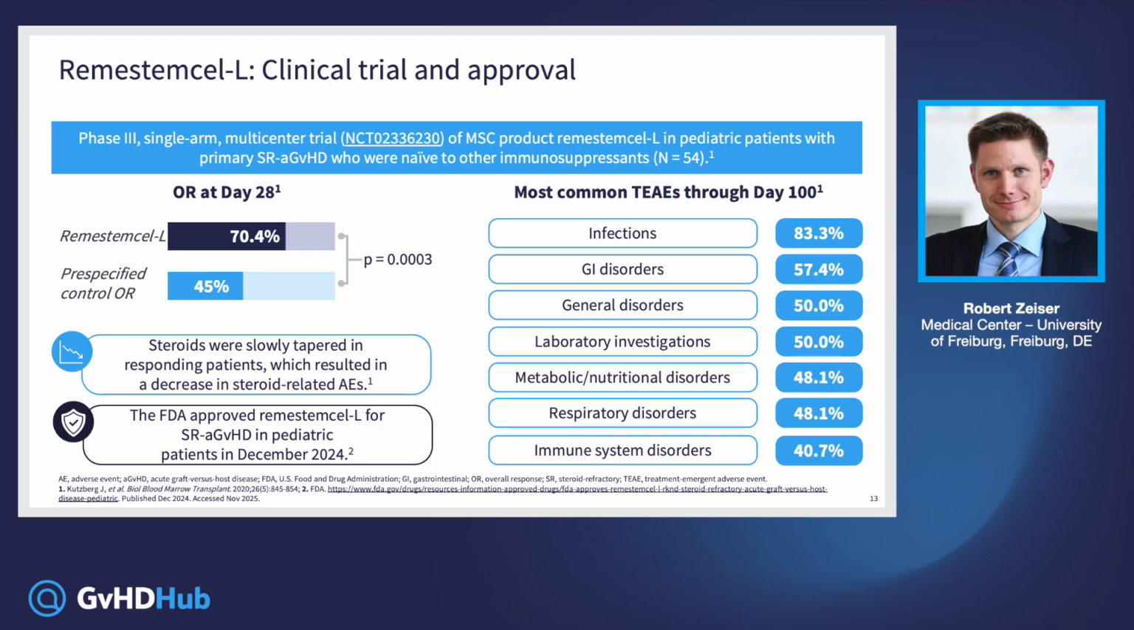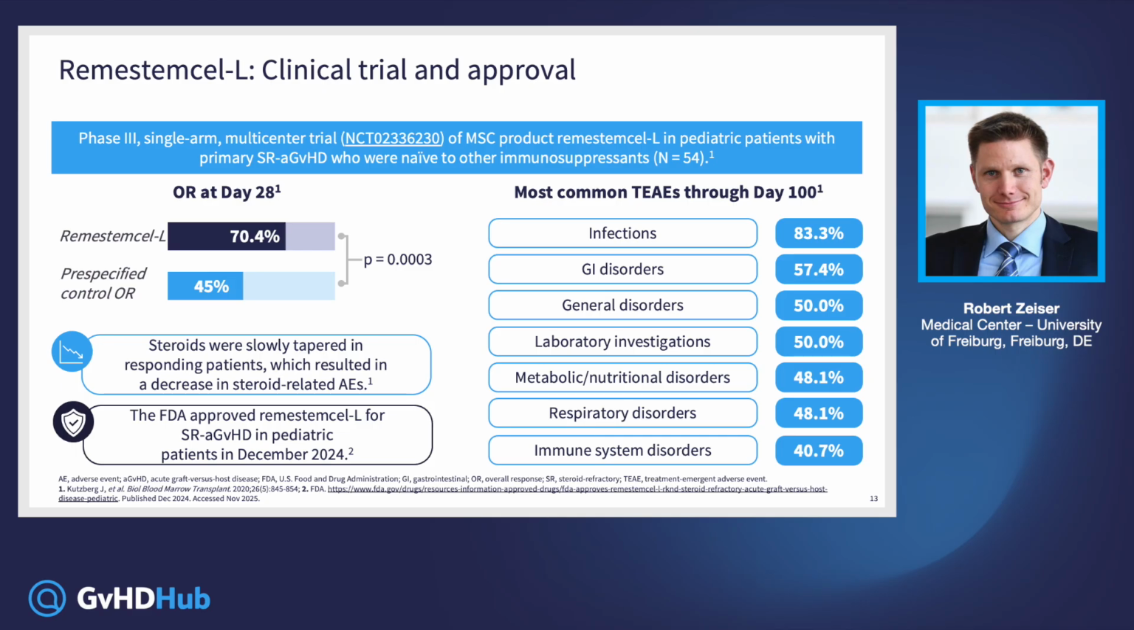Remestemcel-L was tested in a phase 3 but single-arm multi-center trial and compared to a so-called pre-specified control. Overall response at day 28 was the primary endpoint, and remestemcel-L induced a response in 70% versus 45% in the control. Steroids could be tapered. The drug, or the stem cells, were generally well tolerated. Main complications were infections, GI disorders, general disorders, and so on, which is not unusual in this pre-treated patient population that had received corticosteroids before.